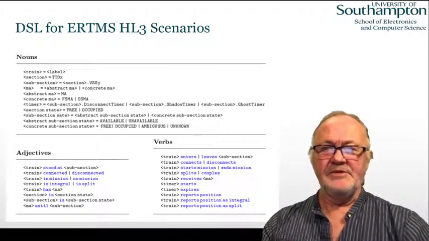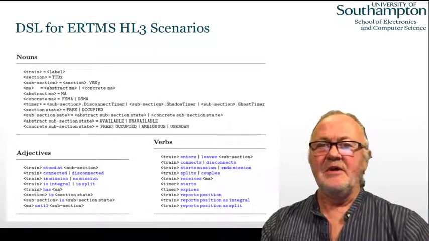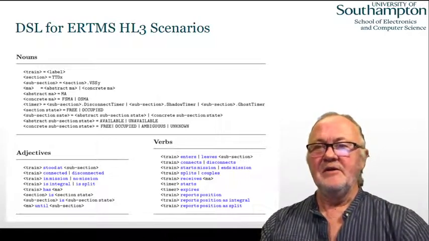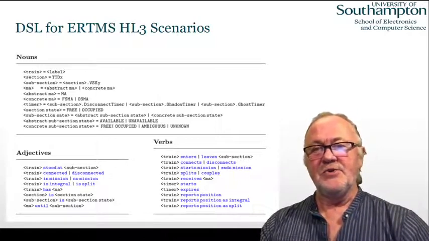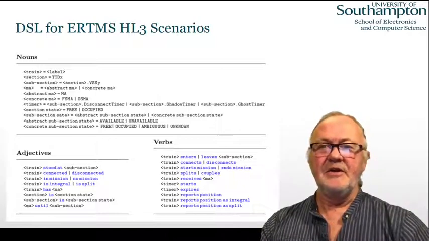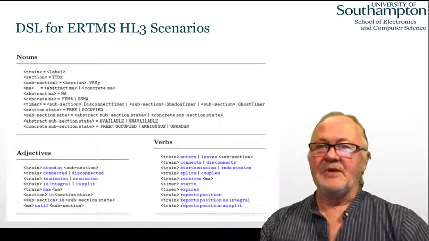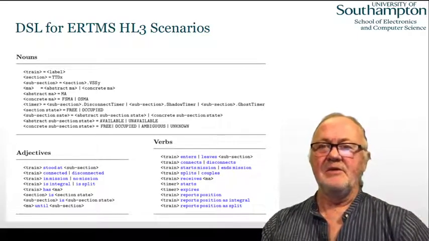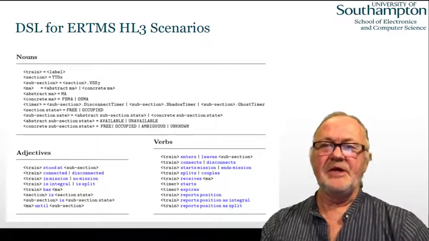Once we've got the nouns, then we can add the adjectives that we need in order to link nouns to describe state. So for example, a train is stood at a subsection. And then verbs that we need in order to describe the control events. So a train enters a subsection.